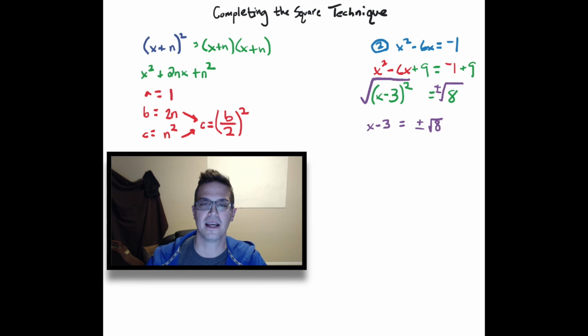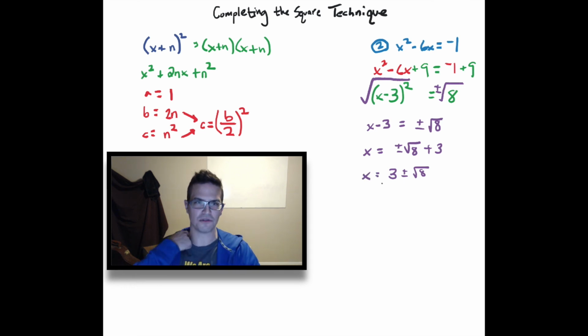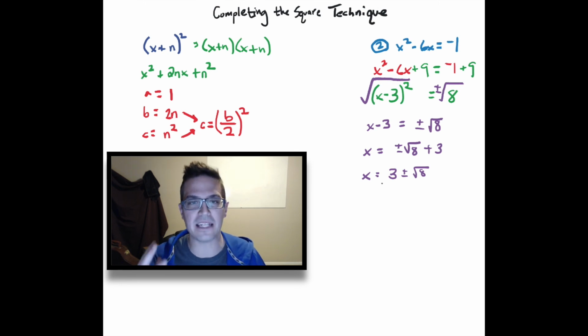Now from here, obviously to solve for x, all we need to do is add 3 to both sides. So you have plus or minus the square root of 8 plus 3. Now the general way of writing this, usually you would write 3 plus or minus the square root of 8. So I just basically put this 3 in front, but that's just generally how it's usually written. If you see it in a book, it's usually written that way. So now this is the exact answer to number 2.